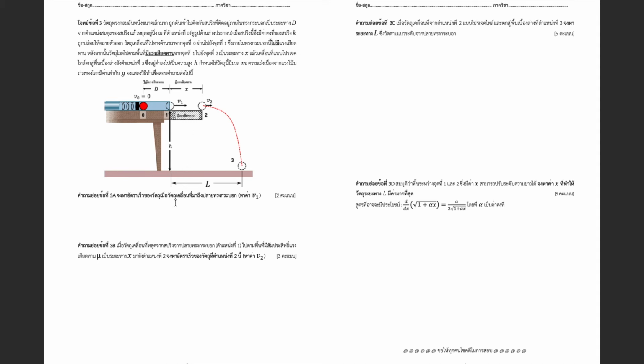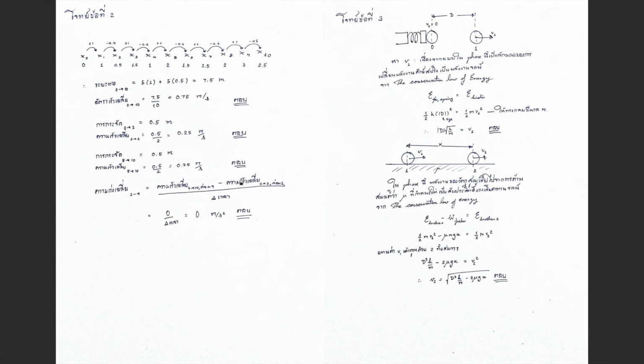So the first question asks us to find v1, the second one to find v2, and the third one to find r, which is the distance from the equilibrium point of the spring to the landing point of the object. So let's solve it step by step.